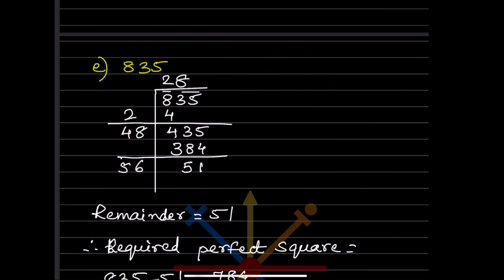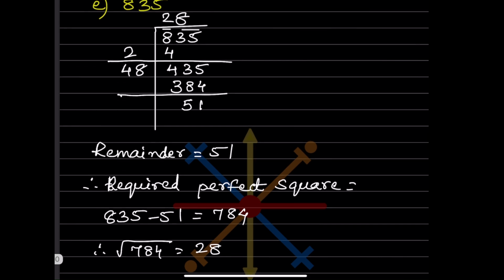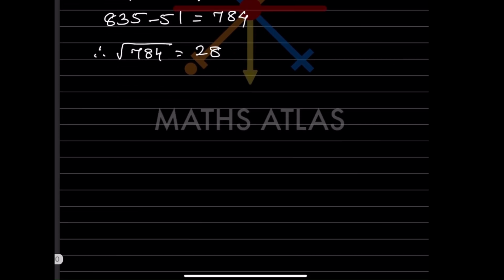So now here what you can see, we have one number 4, but again we need one more number. So we have to take both the numbers down. So 48 into 8, that is 384. And again the remainder is going to be 51. So the required perfect square is going to be 835 minus 51, that is going to be 784. And when you take the square root of that, that is going to be 28.